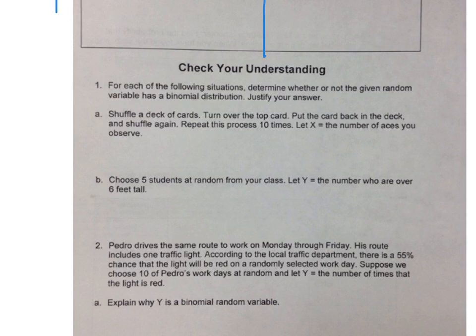The events are independent of one another. His first shot is independent of his second shot. His third shot was independent of the first and the second. So the events are independent. There is a set number of trials.